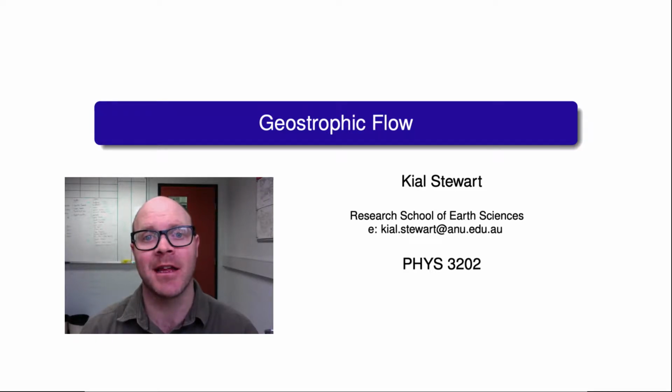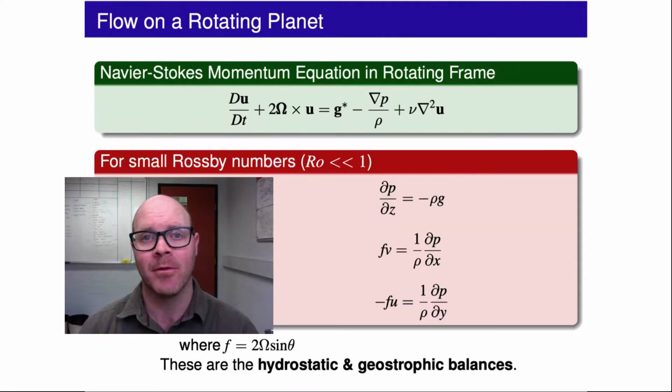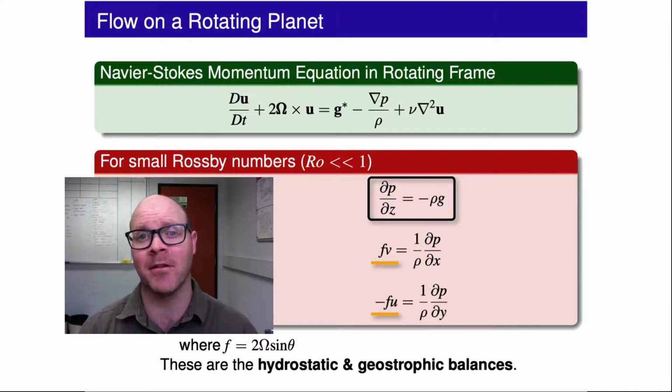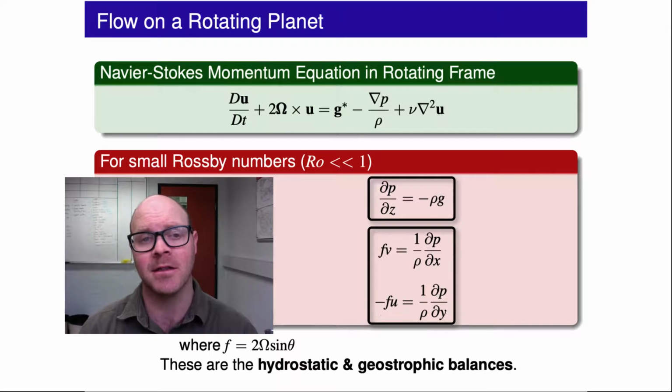We've just finished our scaling analysis of the Navier-Stokes momentum equation for flow on a rotating planet. We've seen that this reduces to the hydrostatic balance in the vertical direction, and that the horizontal velocities are balanced by their respective normal pressure gradients, which is known as the geostrophic balance. These equations are often written using f, the Coriolis parameter, which is 2 times the locally vertical component of the rotation vector, omega sine theta.